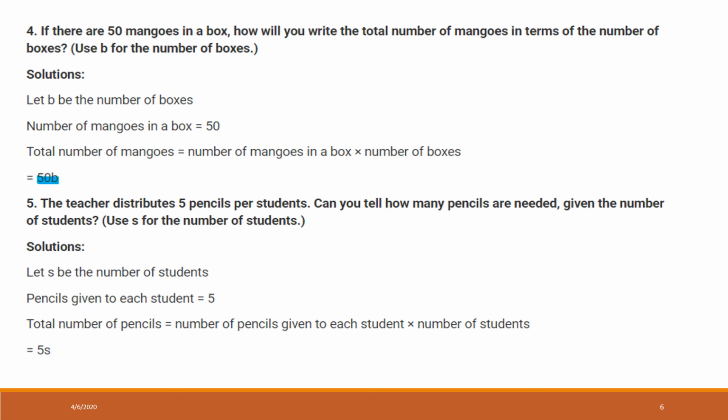Question number 5. The teacher distributes 5 pencils per student. Can you tell how many pencils are needed given the number of students? Use S for the number of students. So let S be the number of students. Pencils given to each student is 5. So the total number of pencils required is equal to the number of pencils given to each student multiplied by the number of students. That is 5S.